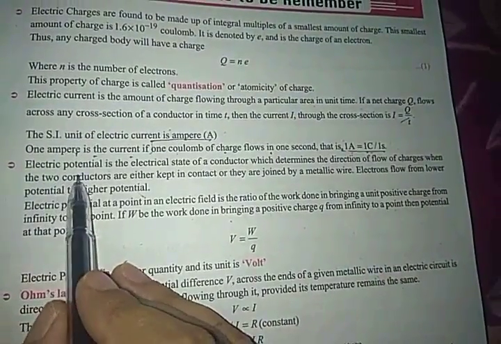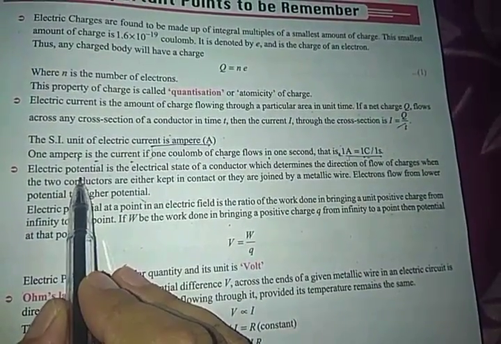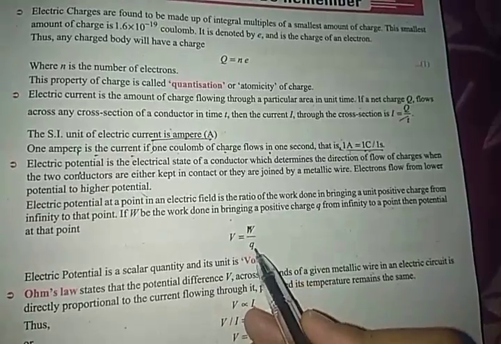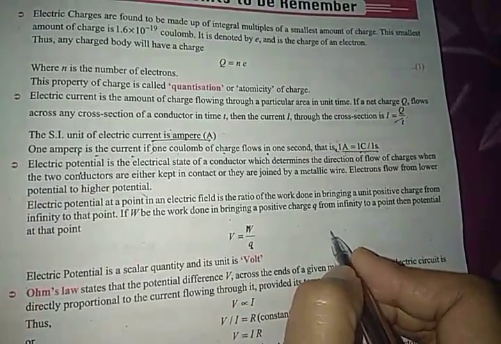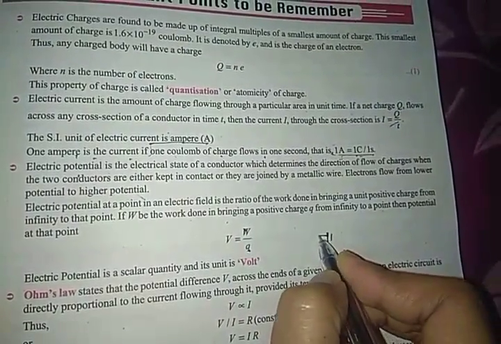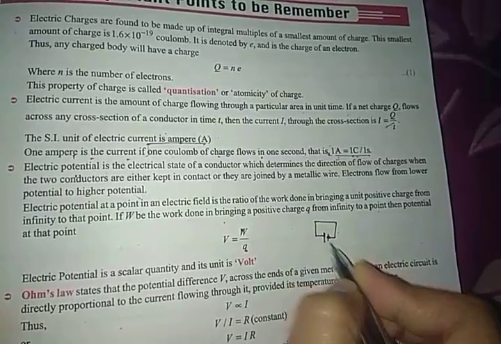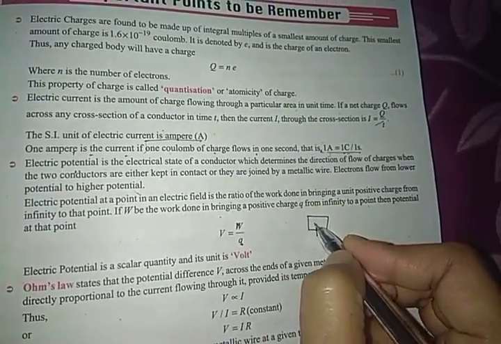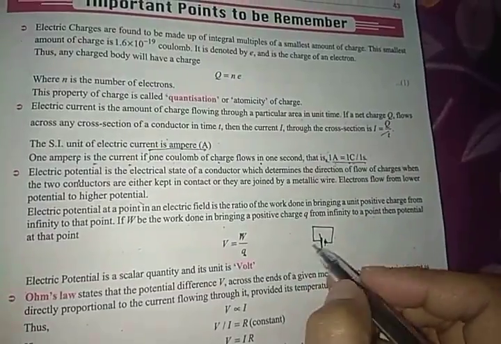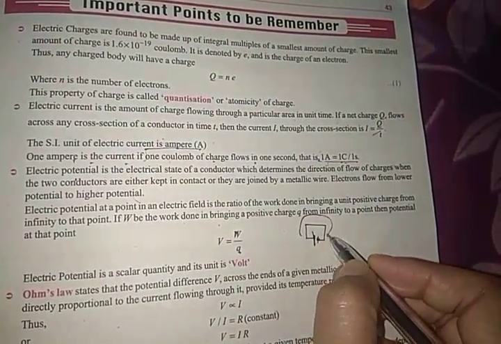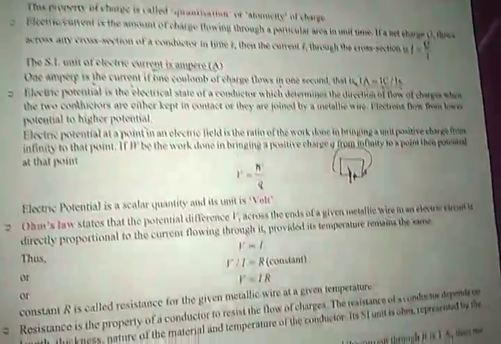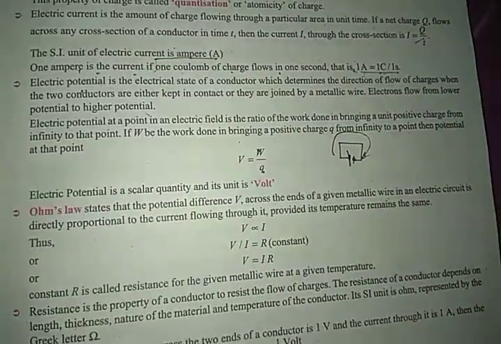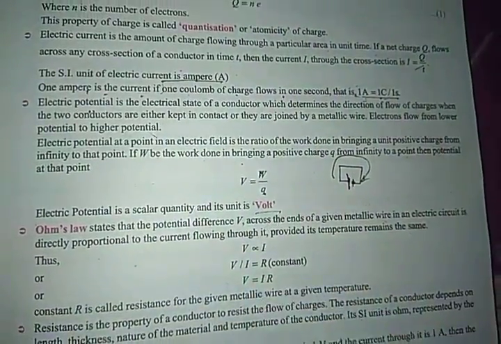What is the electric potential? Electric potential is the work done in bringing a charge from infinity to the point. One will be at higher potential, one will be at lower potential, and the charges will move from higher to lower potential. Electric potential is also a scalar quantity and its SI unit is volt.